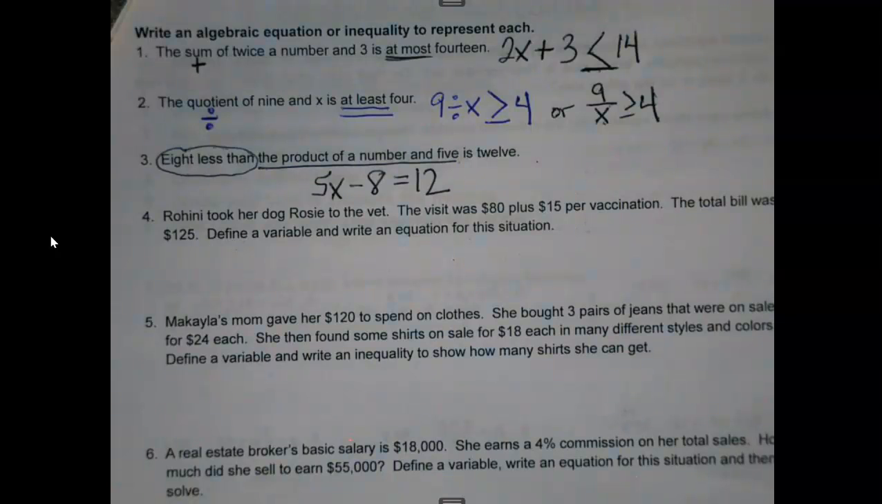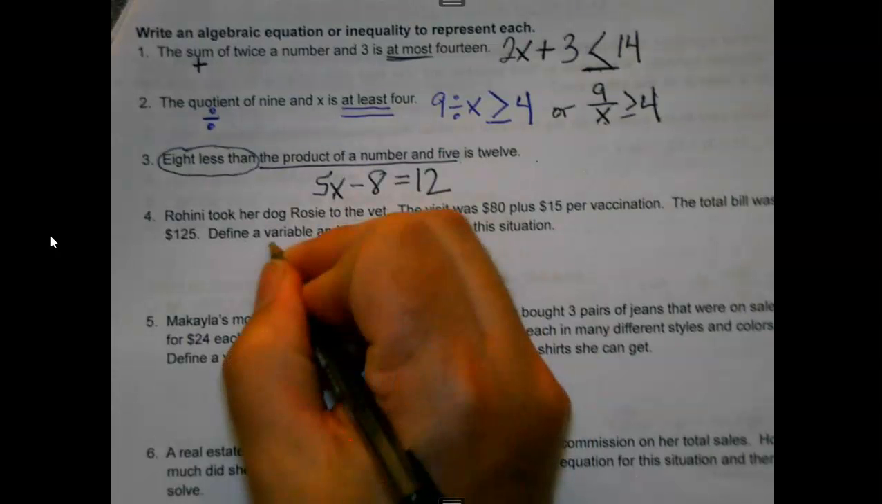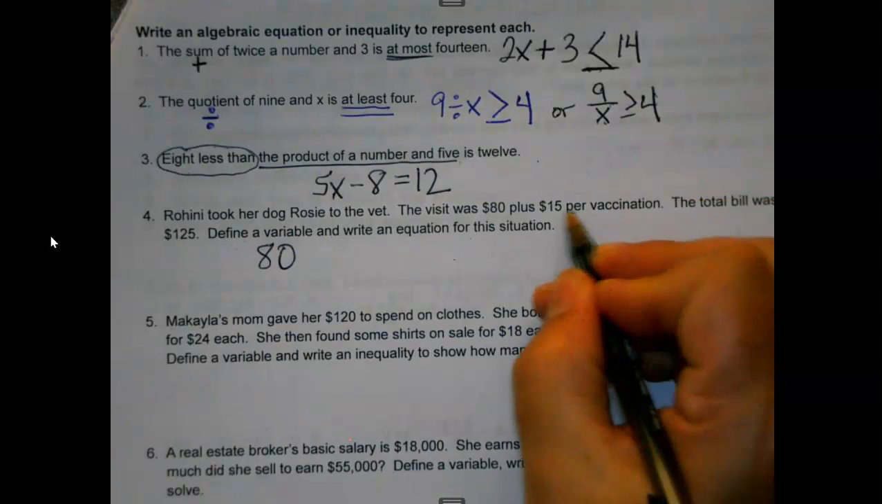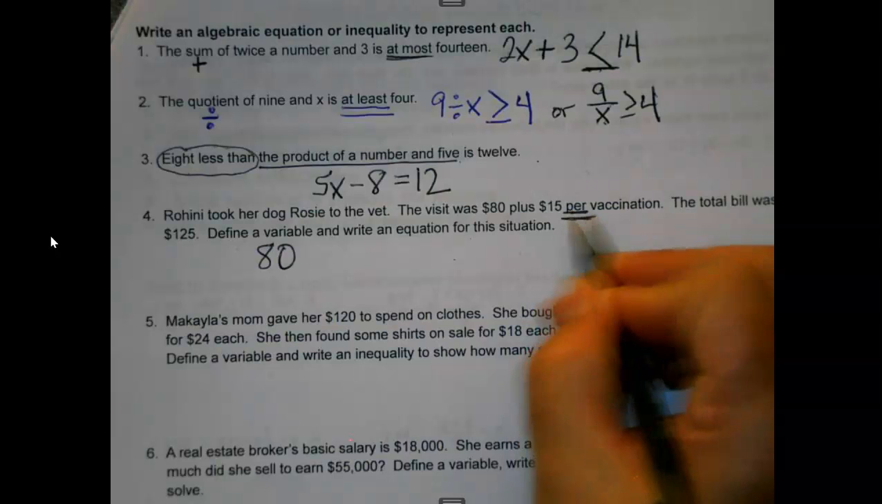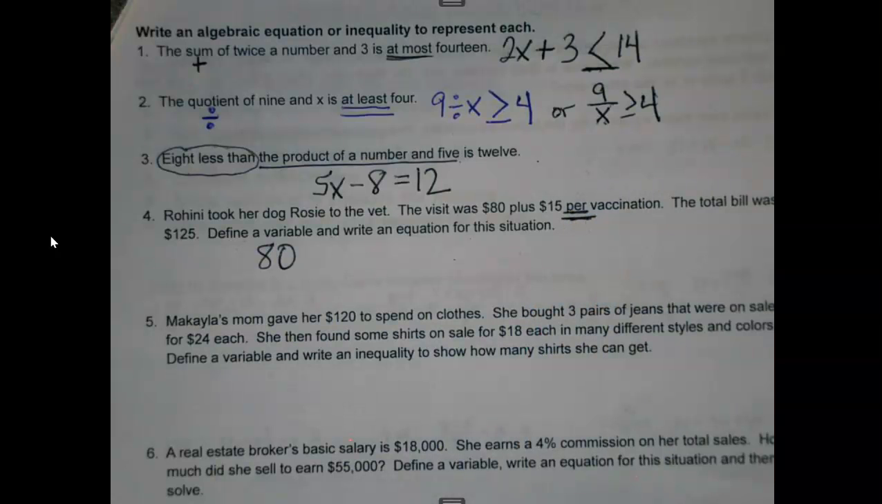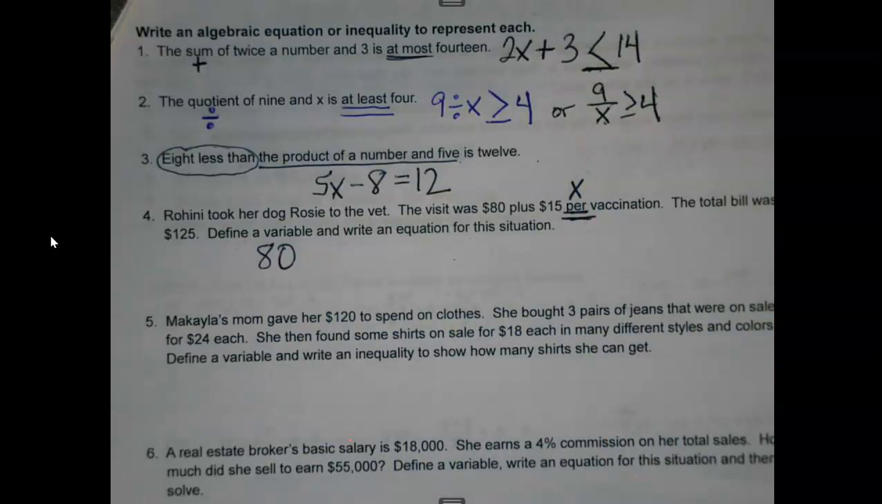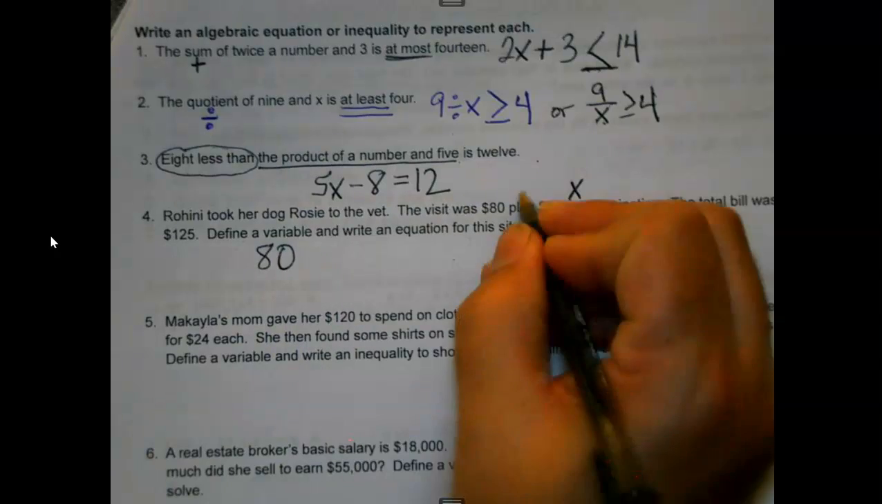All right, let's see. Rohini took her dog Rosie to the vet. The visit was $80. Plus $15 per vaccination. When you see the word "per" in any sort of word problem, that's going to be your variable, whatever your variable happens to be. Maybe you chose to make it V this time for vaccination.